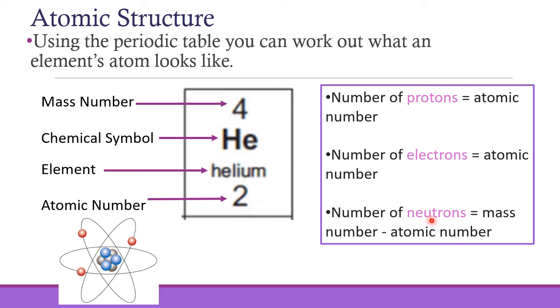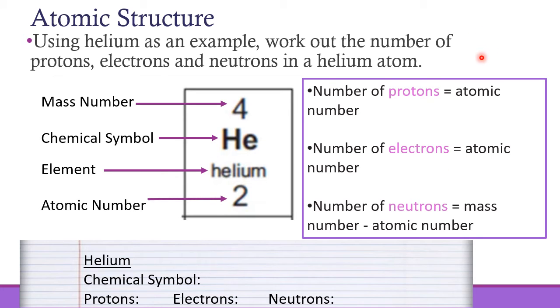And the last one, the number of neutrons. How we can work out the number of neutrons, in this case helium, is we do the mass number minus the atomic number. The mass number is here and the atomic number is here. So it's 4 minus 2, which is 2 as well. So the number of neutrons in a helium atom is 2.